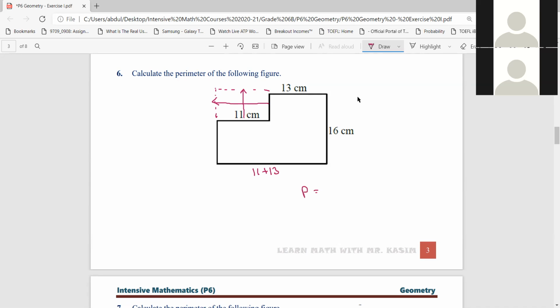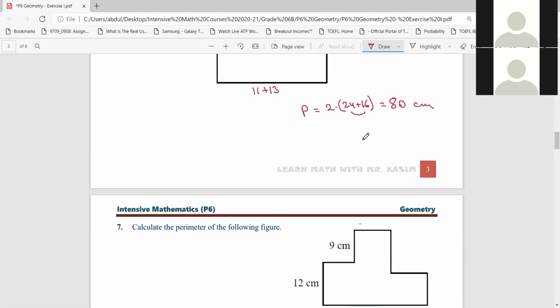So here then perimeter is equal to 2 times length, it is 24, plus width, it is 16. And 24 plus 16 is 40. 2 times 40 is 80 centimeters. Okay, that's the answer. Okay, next question, guys. If you don't understand immediately, raise your hand or just stop me. Which step or which part you did not understand? I will re-explain. All right, let's continue.